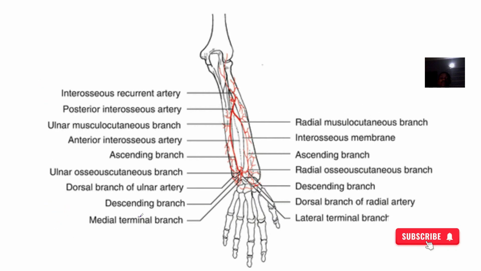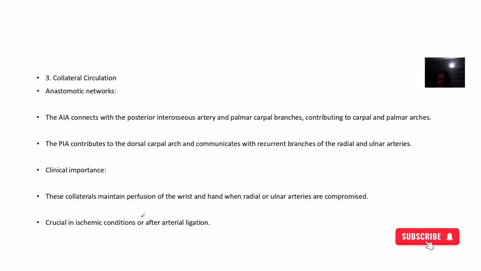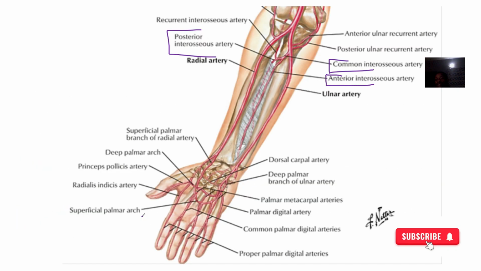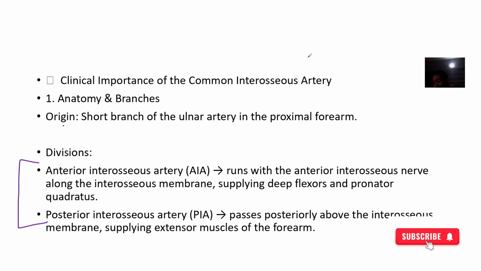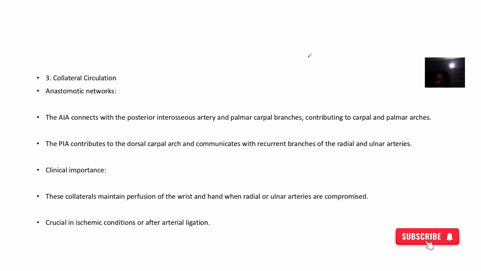Okay. So collateral supply, consider what it connects with, a lot of arteries in this place, and together they form that rich blood supply at the elbow. So collateral supply maintains perfusion of the wrist and the hand, when there's any issue with the radial and the ulnar arteries.